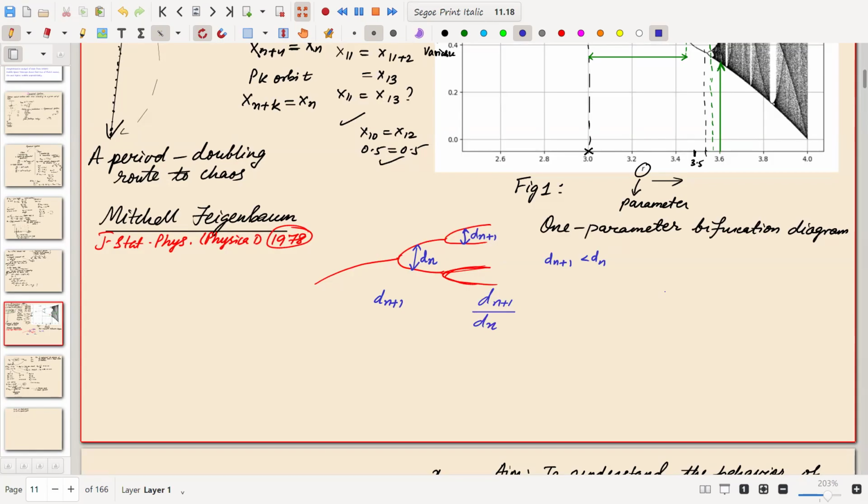He found that when you take the distance between them, dn plus 1 by dn, it is converging to some constant value, that is 2.5029. Again, if it doubled and you call this distance dn plus 2, then dn plus 2 divided by dn plus 1 is also 2.502. So this is the constant property of Feigenbaum.